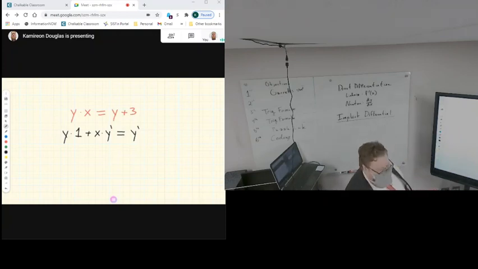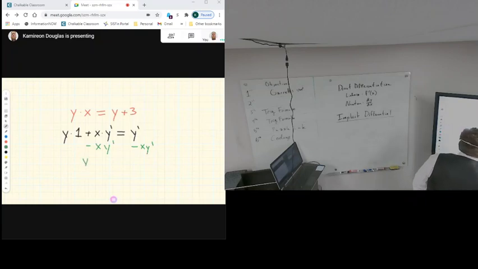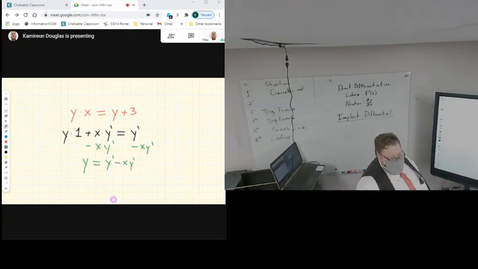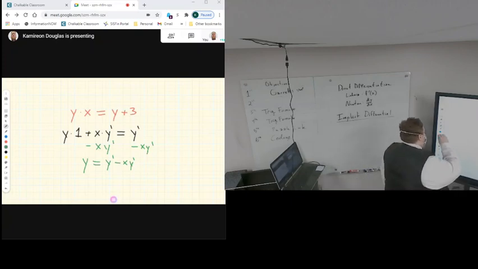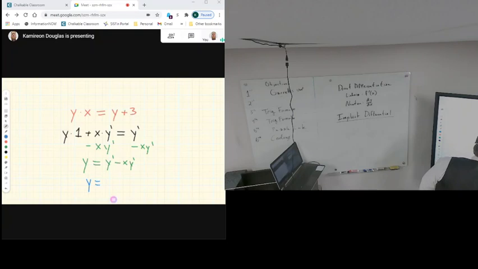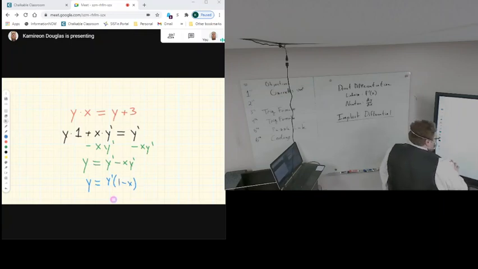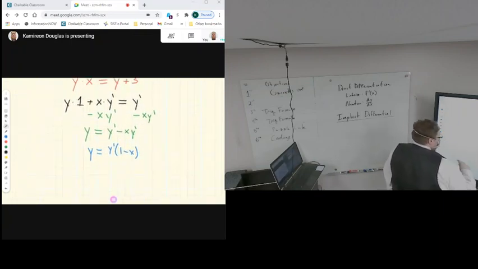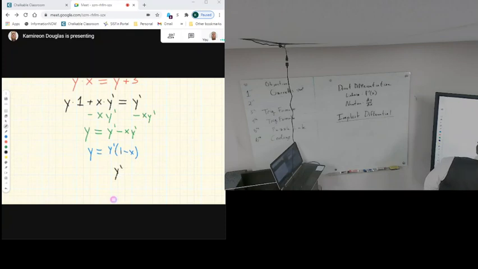I now move to get the y primes together so I can factor and isolate. I'm going to move this piece over by subtracting x y prime. Don't forget, y and y prime are completely separate. One is the variable, one is the slope of that variable. They are treated separately. I factor y prime out. It leaves me with y equals y prime times 1 minus x. I divide to get y prime by itself. I end up with y prime equals y over 1 minus x.